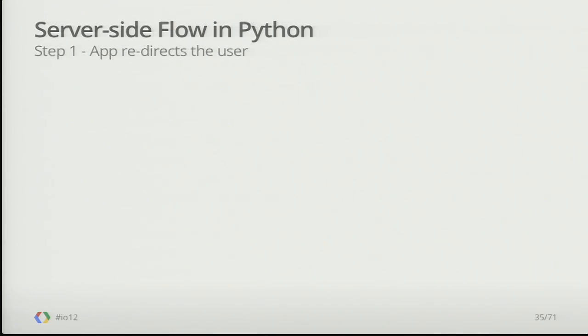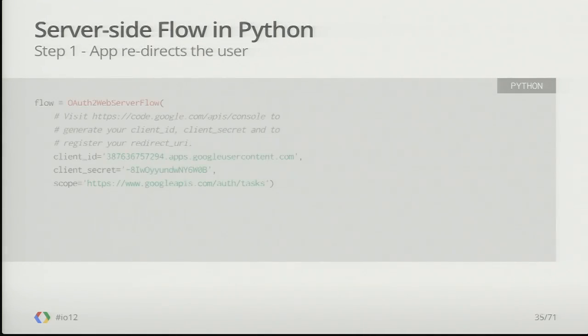So let's step through it in Python. A bunch of configuration stuff up front. So you can see here we have a client ID and we have a scope. You saw those before. We additionally have this client secret. This client secret also comes from the APIs console. When you register your application, we give you a client secret. And then you can use this client secret with the web server flow here.